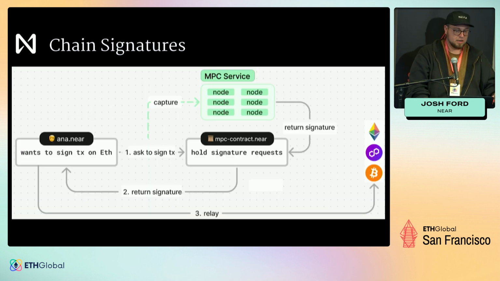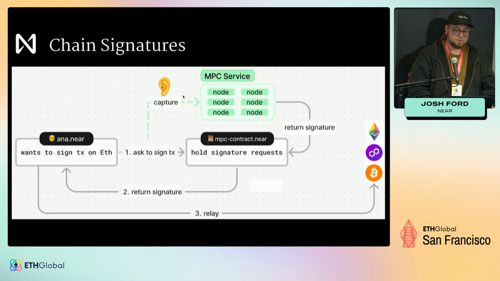you have Anna here on the left-hand side who wants to sign a transaction on Ethereum. She asks to sign the transaction by calling a function call to this MPC contract right here. And meanwhile, the MPC service is actually listening for an event. And it says, oh, I just see that this event was called. Something was called to MPC contract.near.